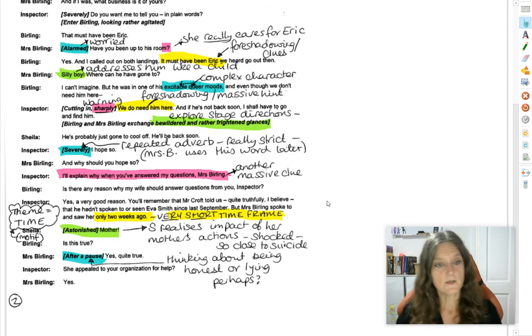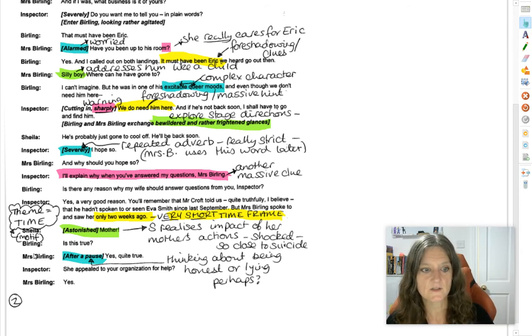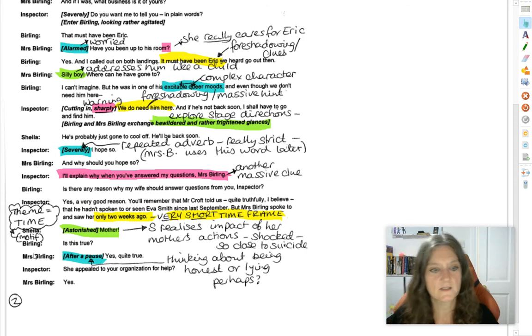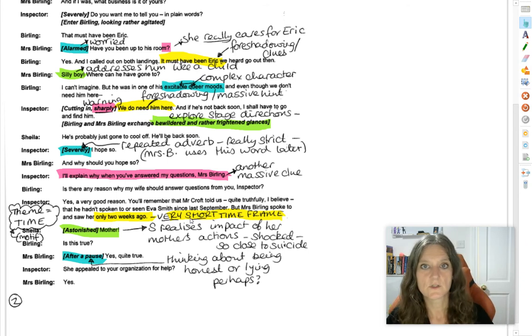Okay, so I put here a theme is time, but actually time is more of a motif, slightly different. So this idea about time does keep popping up. We haven't got much time, hurry up, get a move on, that kind of thing. And here we see time. Mrs. Birling spoke to Eva Smith. She saw her only 2 weeks ago. This is a really, really short time frame.